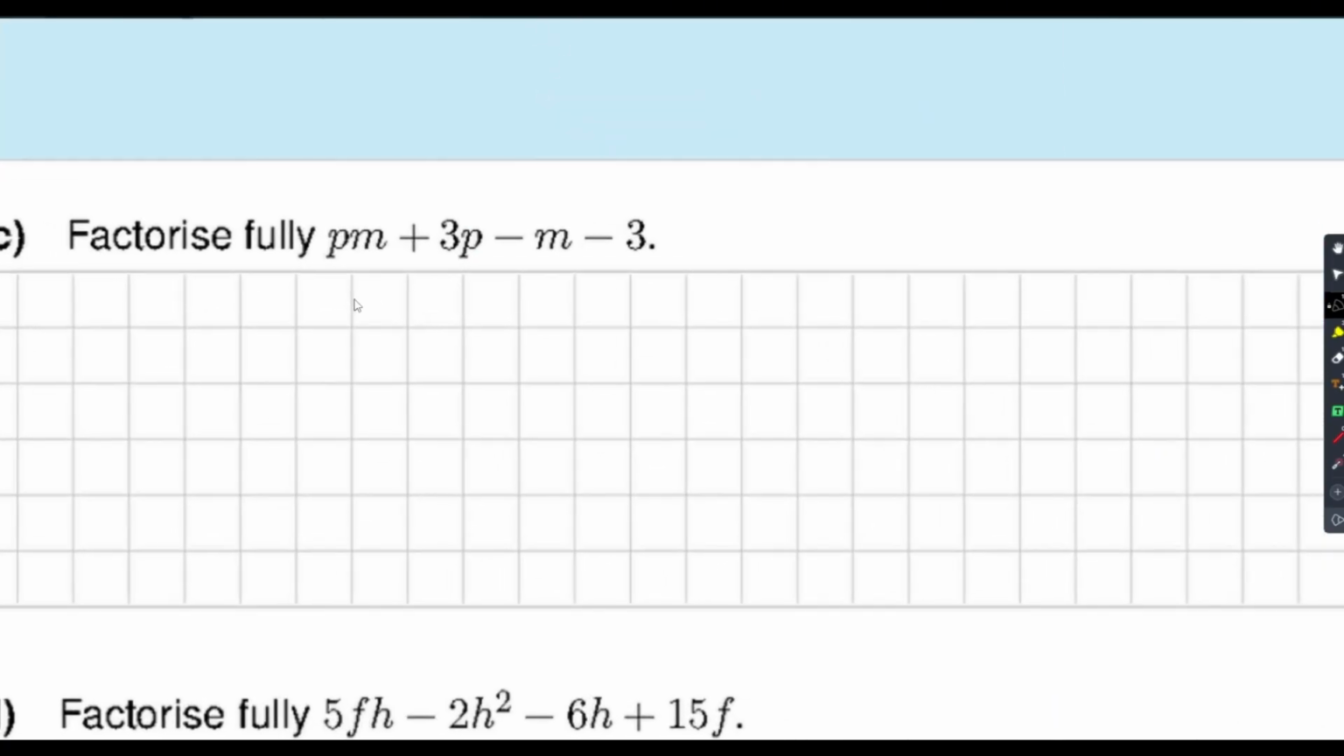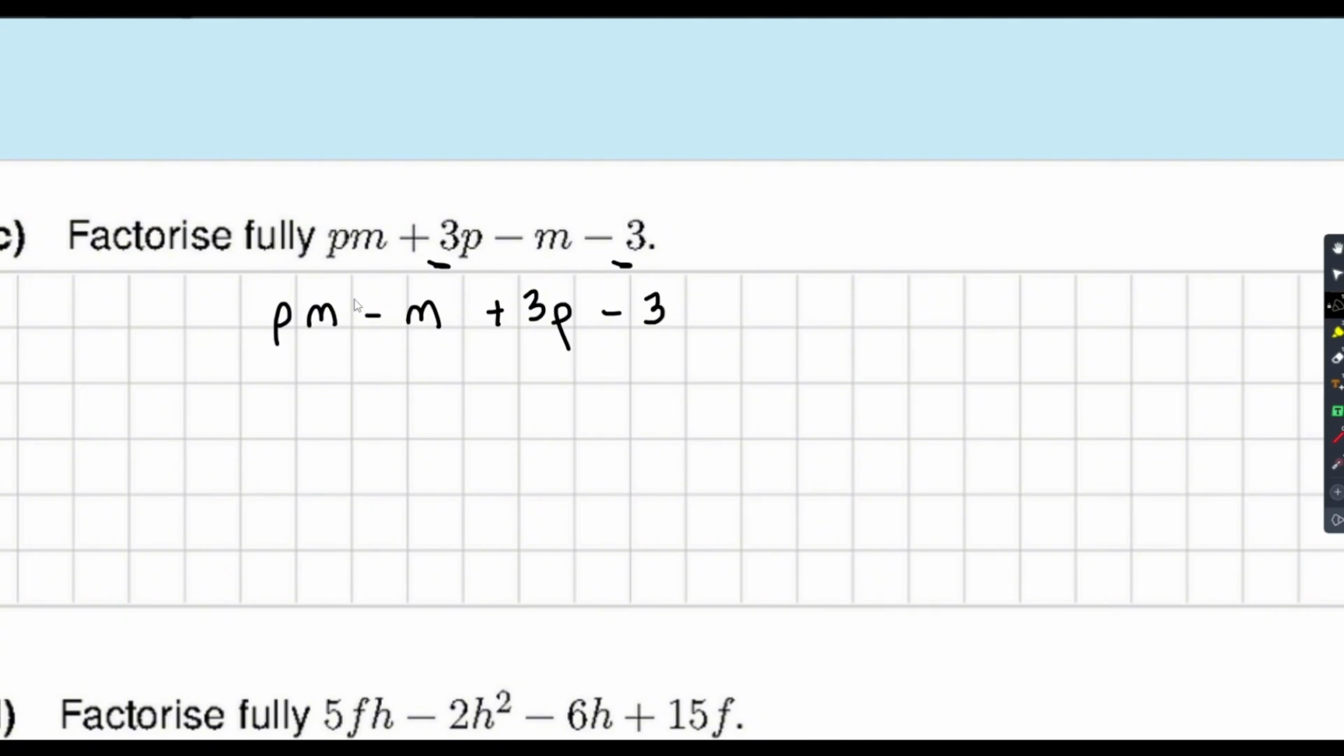Okay, I'll do another one here. So again, they can be tricky. This one looks a bit trickier, but the first thing I'm doing here is I'm seeing this 3 and this 3, so I might want to pair them together. I'm going to do the pm and the minus m together, and then I'm going to do the plus 3p minus 3.